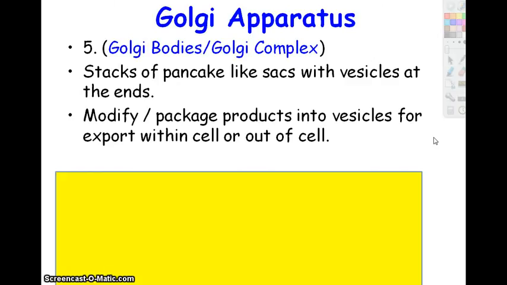And here's the thing. Remember, the ER also modified stuff. What I really want you to know about the Golgi bodies is that they're like the UPS of the cell. They're going to make the final modifications and packaging to ship something out. So it is true that the ER can modify things, but this is where it's going to be the final packaging place where it's going to get sent out of the cell.